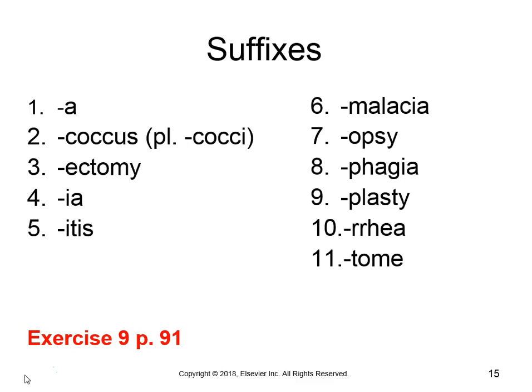Ia, and that means a condition or an abnormal state. So it might not necessarily be a full-blown disease, but it's some kind of condition that you have at that point. Itis means inflammation. I always think of appendicitis for inflammation of your appendix, but if you think in the grand scheme of your body, lots of different things can be inflamed.